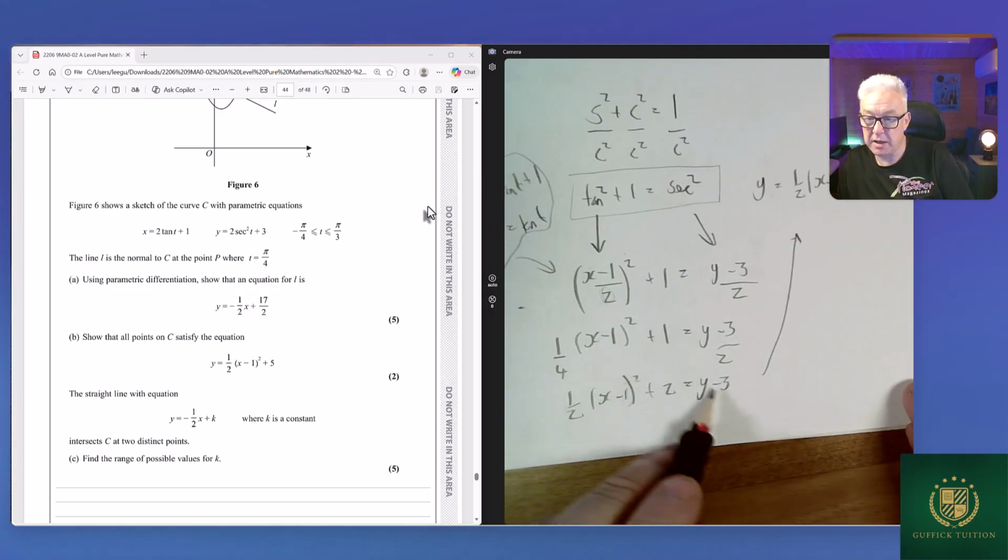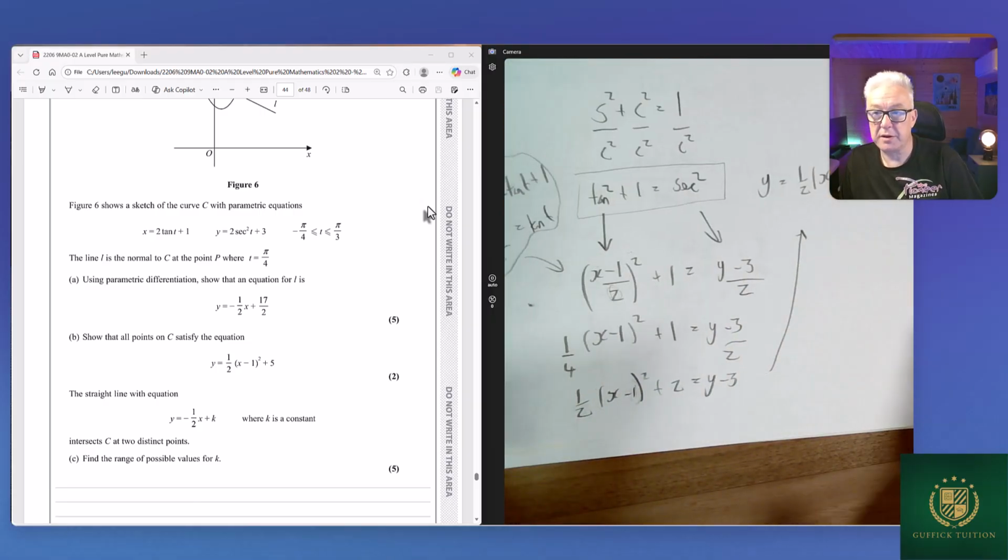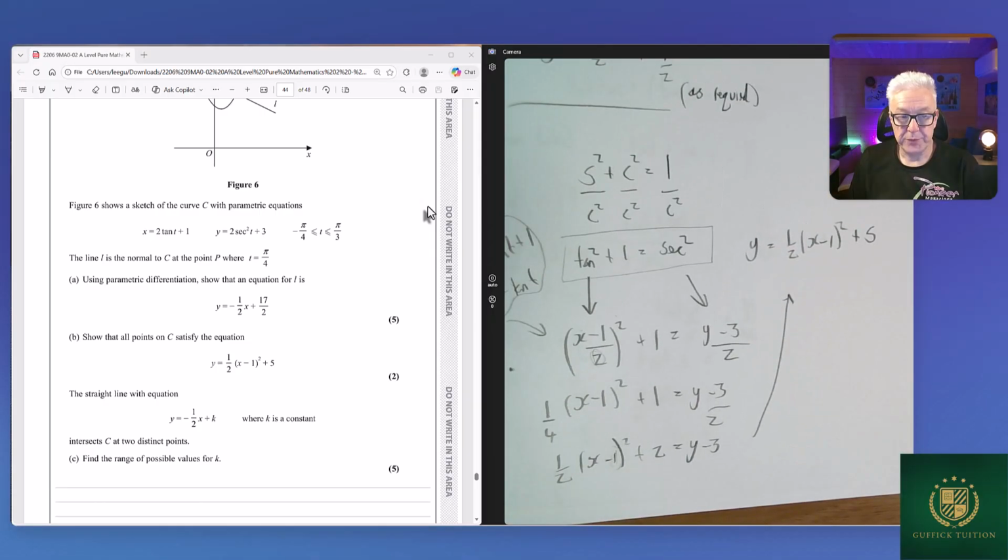And then we're adding 3 to both sides, so it's going to be plus 5. So that's our equation. y is equal to a half (x minus 1) all squared, add 5 as required. So that was only 2 marks, but that was part B done.